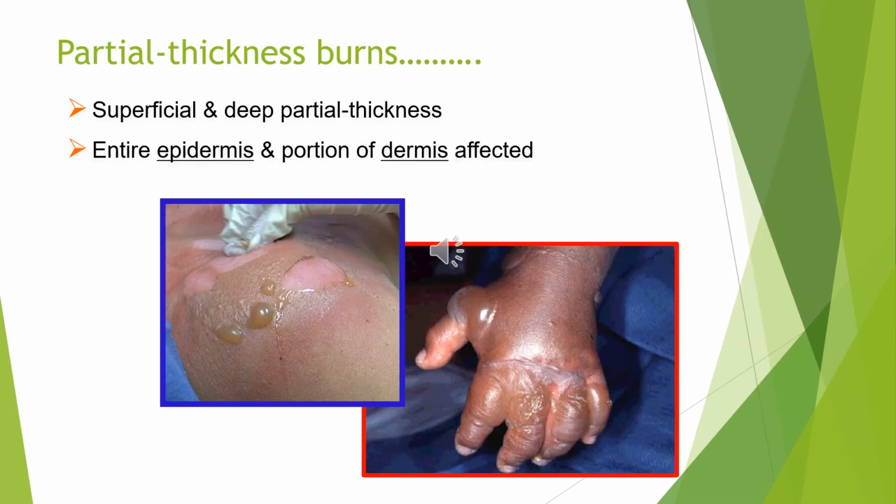burn. Real pictures of partial thickness burns, again, superficial and deep partial thickness burns. We have the entire epidermis and portions of the dermis that are affected with these burns. The one thing I want to point out on this picture is if we have a circumferential burn of like a hand extremity, then we are at risk for loss of that extremity because of the swelling that is occurring and the potential loss of blood flow to the appendages, so that becomes a complication.